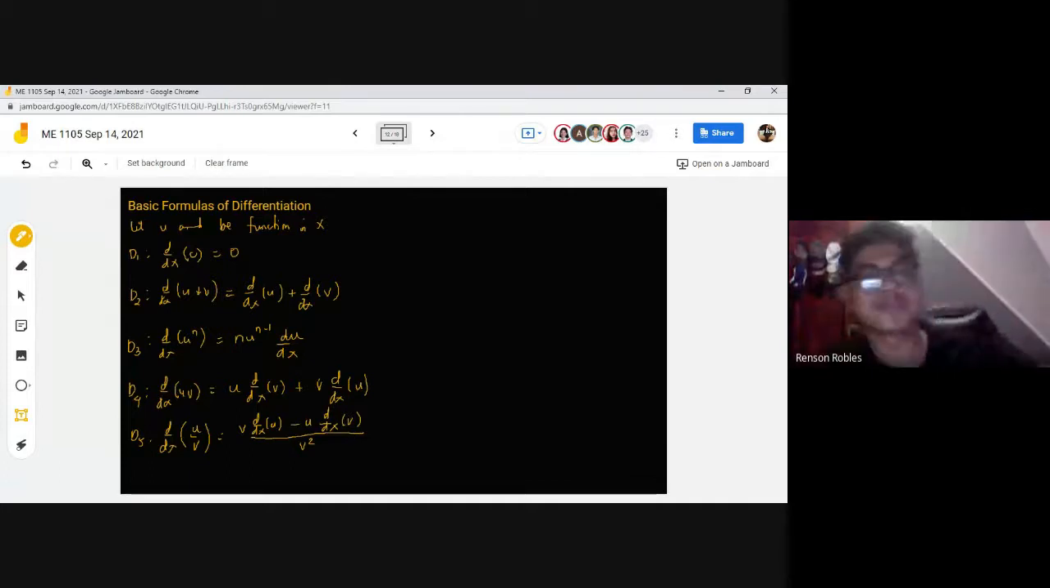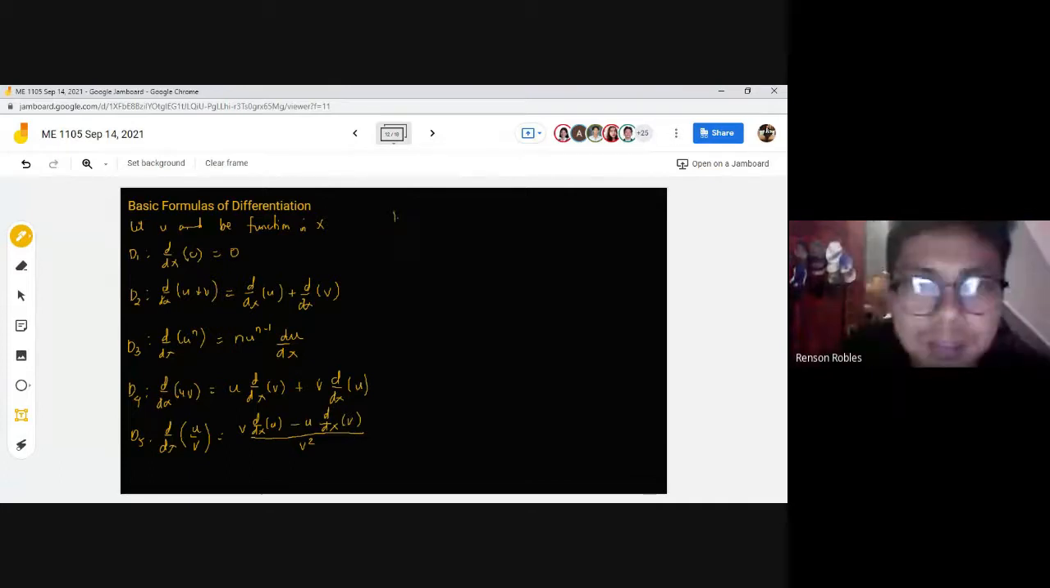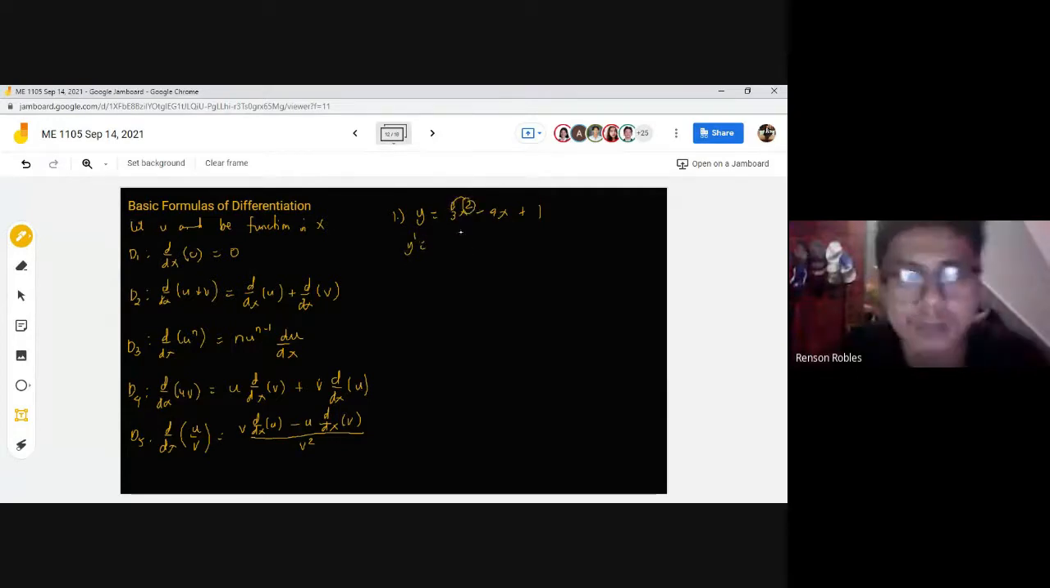Okay, sige nga. 1. Say y equals 3x squared minus 4x plus 1. Okay, y prime. So, baba nyo lang to. So, you multiply it to 3. So, you have 6x and then you subtract 1 here. Okay? And then minus 4. And then derivative of x is 1. So, that's 6x minus 4.